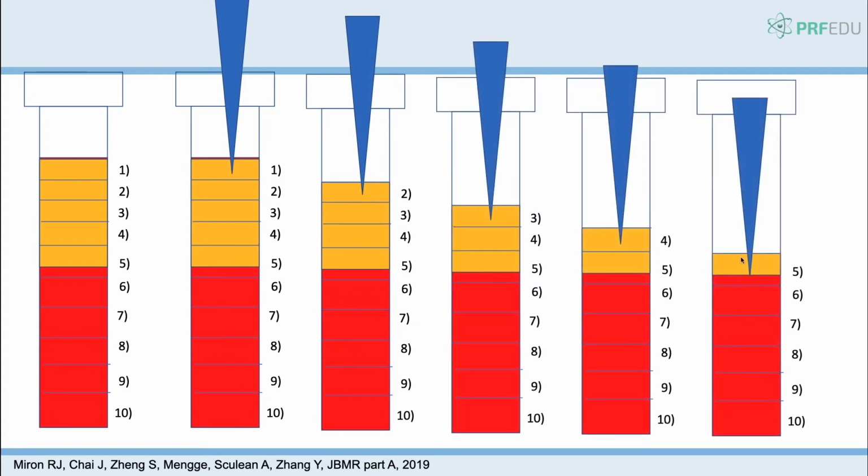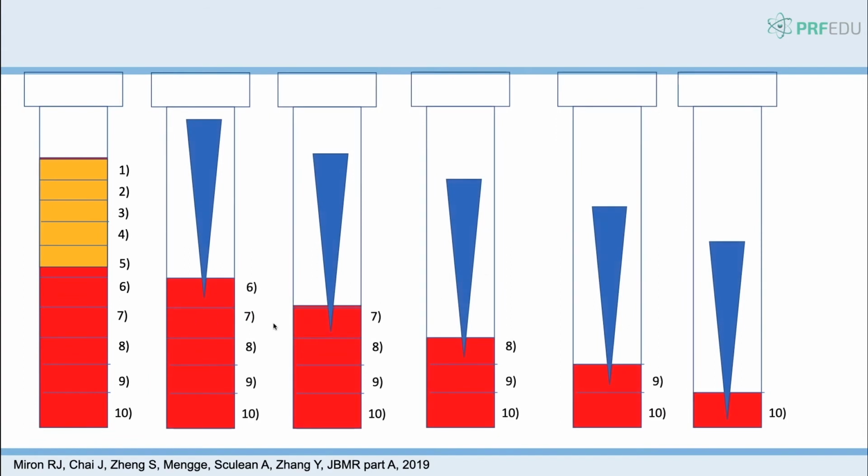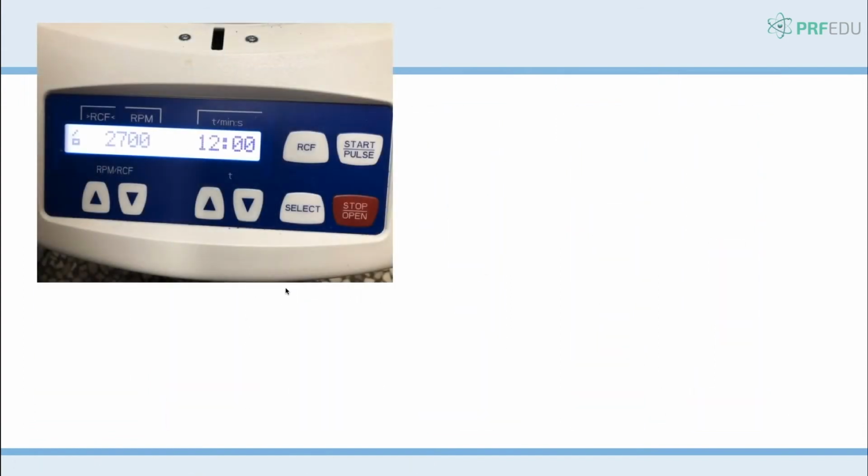Always remember that there's one layer where you're going to get a little bit of the plasma and some of the red zone. So one of these layers will have that, and that's called the Buffy coat zone, and that's a very important zone because that's where you'll find a lot of the cells, and I'll explain this in a few slides. Then we go 6, 7, 8, 9, 10 all the way down in the red zone. So let's look at some of the data.